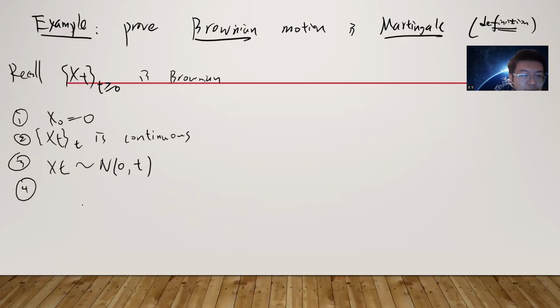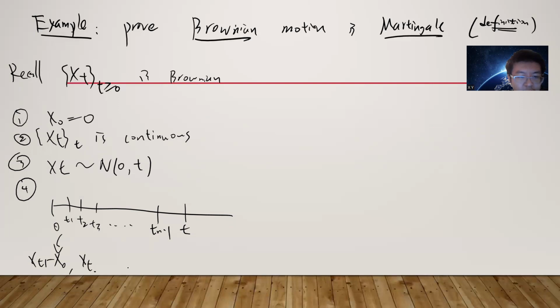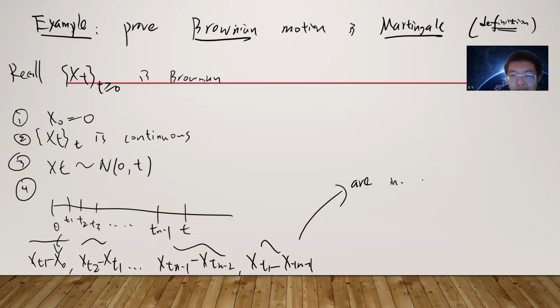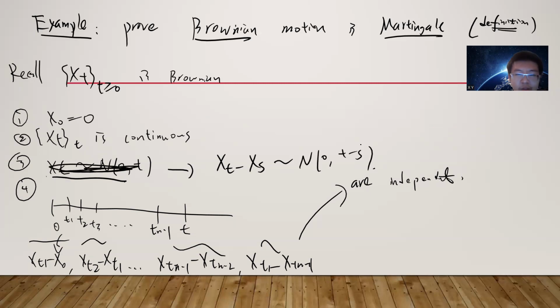And the number 4 is very weird. If you start from 0 to t and partition it into t_1, t_2, t_3, up to t_{n-1}, then all of X_{t_1} minus X_0, X_{t_2} minus X_{t_1}, up to X_t minus X_{t_{n-1}}, are independent. Sorry, the third one should be X_t minus X_s, so it should be N(0, t minus s). So all these 1, 2, 3, 4 make a Brownian motion.